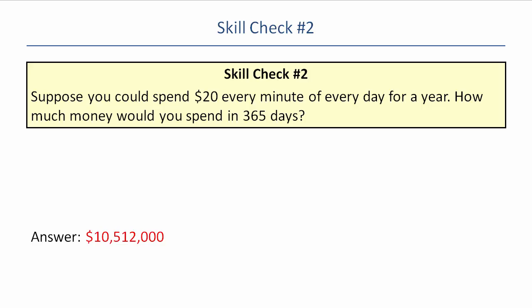Well, you'd have to see that there's a pattern to it. You know, $20 every minute for every day for a year. You just got to figure out how many minutes there are in a year and then multiply that by $20. So we've got 365 days times 24 hours, right? And then in each hour, there are 60 minutes. That's going to give us a total number of minutes, and then multiply that by 20. And that's how you get the answer.